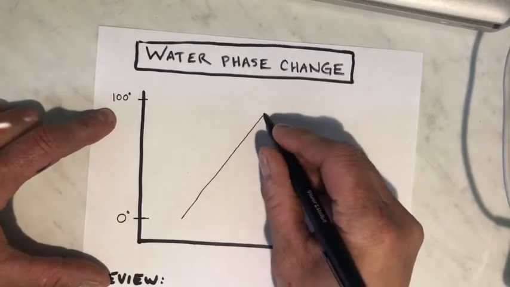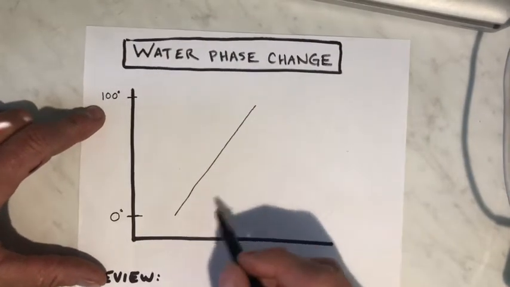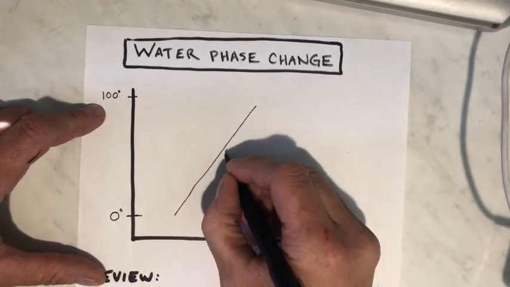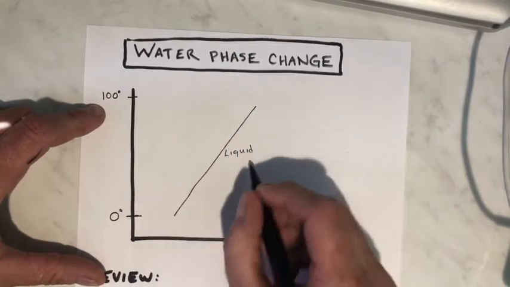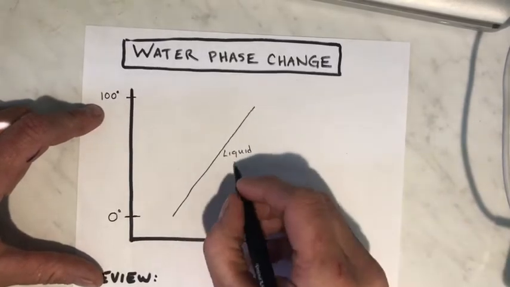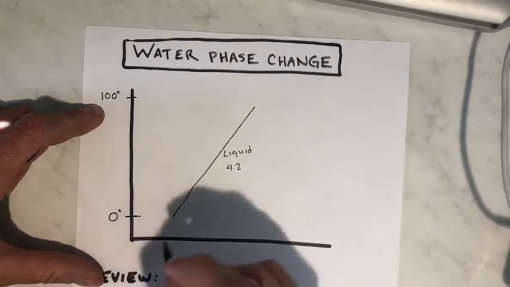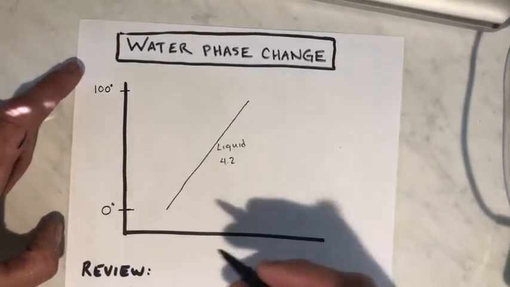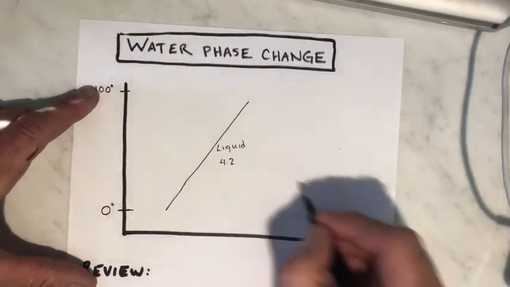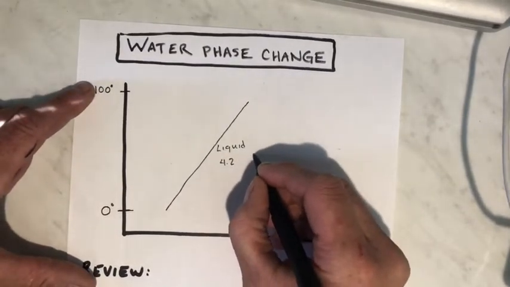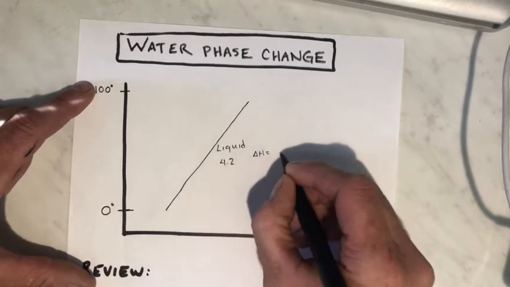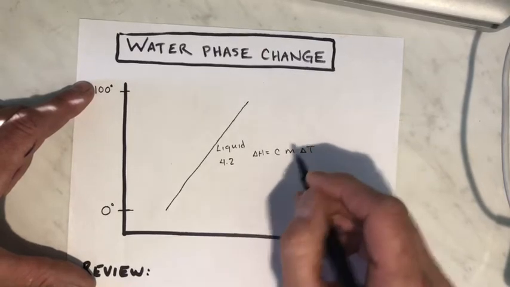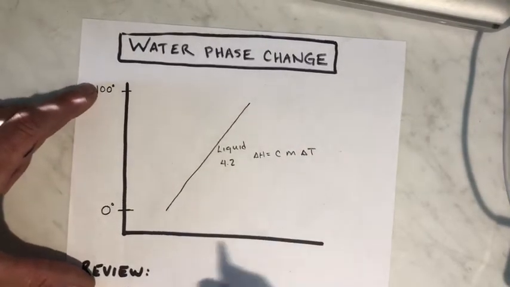Okay, so we've got this range of temperatures between 0 and 100, and I'm going to draw this line that goes up like this. This represents all of the temperatures between 0 and 100 that liquid water can be at. What we know about liquid water is that it takes 4.2 joules of energy to get 1 gram of that water to change temperature by 1 degree. So the equation that we use here is delta H equals Cm delta T. That's actually just a review of what we have already known.